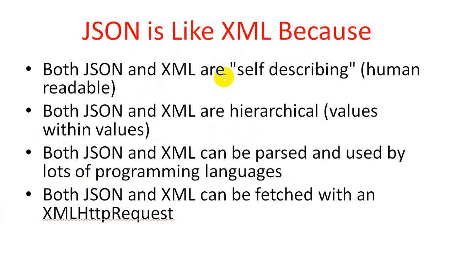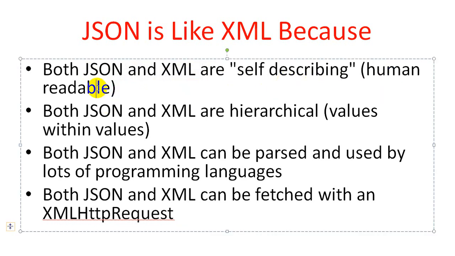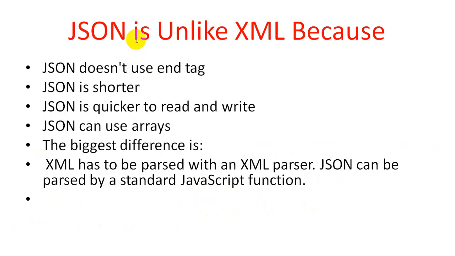JSON is like XML because both JSON and XML are self-describing and human readable. Both JSON and XML are hierarchical, values within values. Both JSON and XML can be parsed and used by lots of programming languages. Both of them we can use, no problem. Both JSON and XML can be fetched with an XMLHttpRequest. These are the similarities. And now differences.